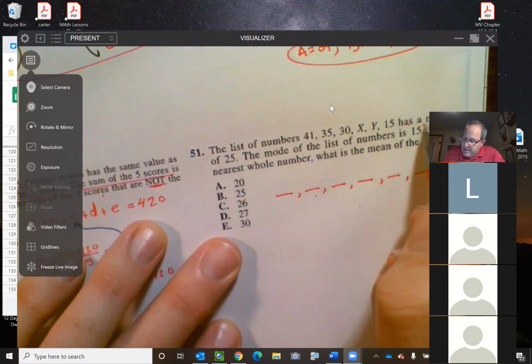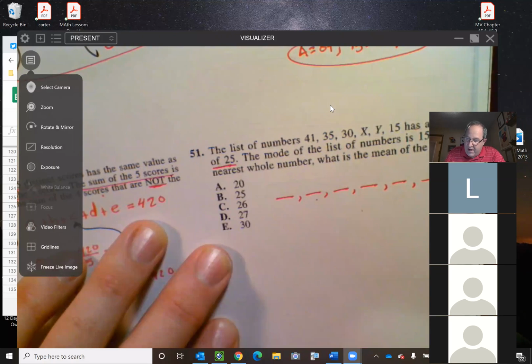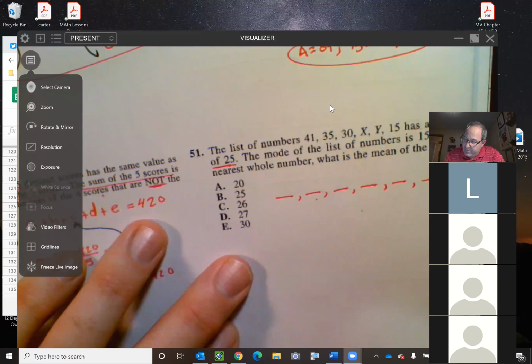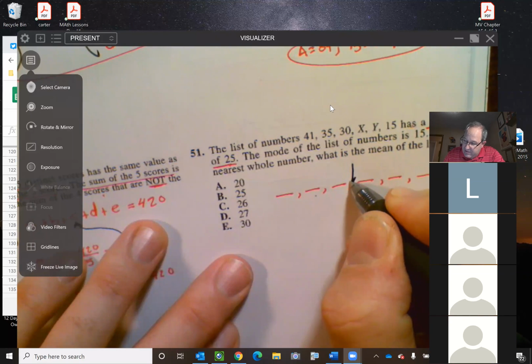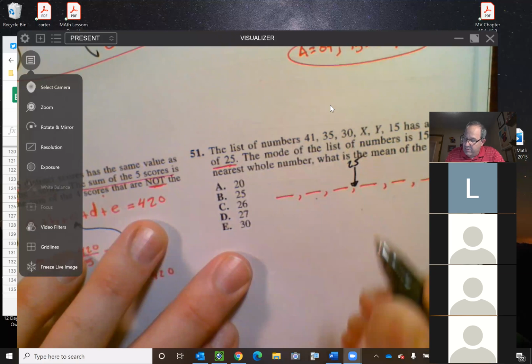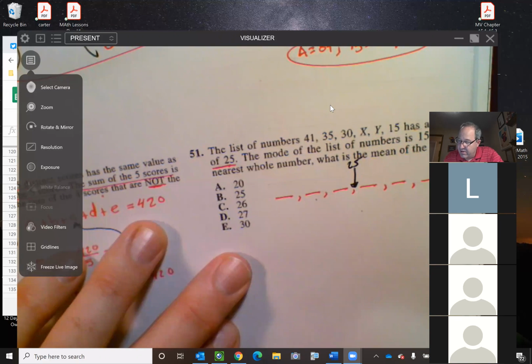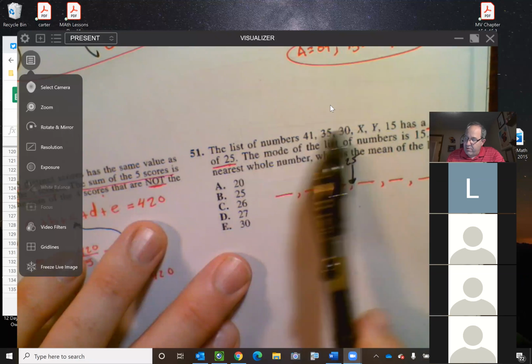Now we're told that the median is 25. So the middle number here, which is not in existence, would be a 25. The numbers to the left are smaller, numbers to the right are bigger. Well, I've got to put these numbers in order, right?